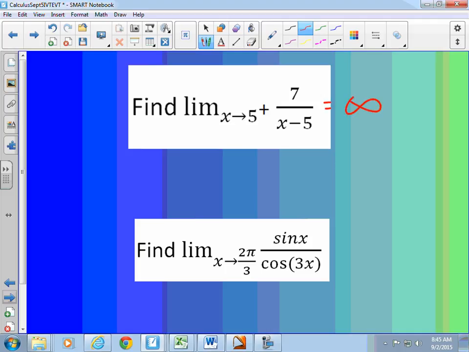So is it infinity, negative infinity, or does not exist? It does not exist if this isn't a plus, like there's nothing here. This one from the left would be negative infinity, from the right positive infinity, and the two-sided limit does not exist. The bottom one, plug it in.